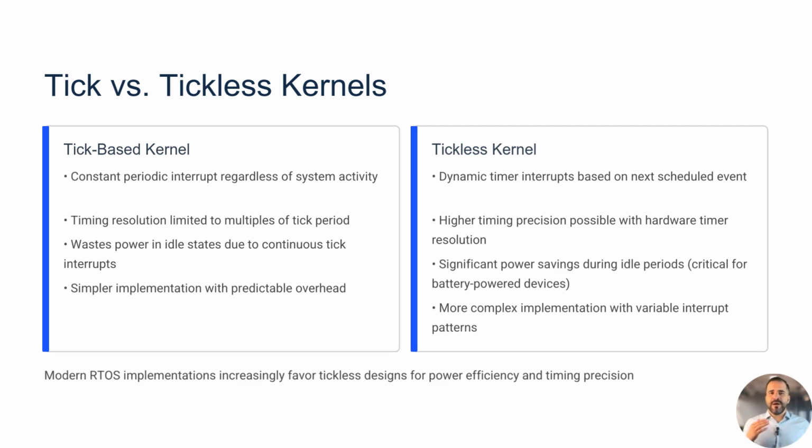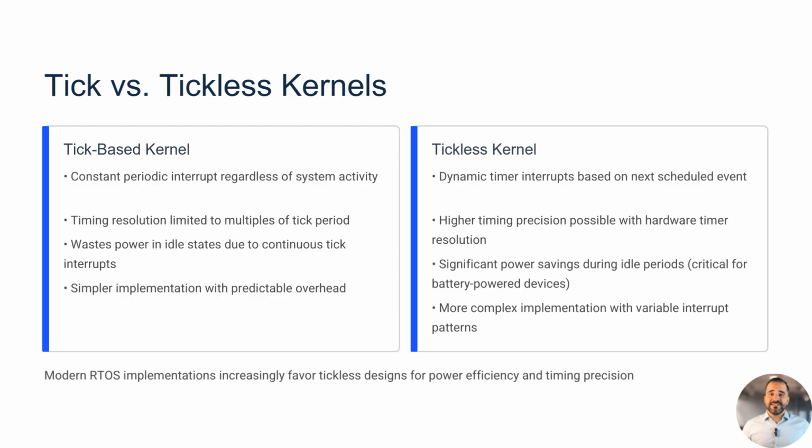Tickless kernels, by contrast, dynamically program hardware timers to interrupt only when needed, such as at timeouts or deadlines. This method boosts power efficiency and improves timing accuracy, especially during long idle periods. Timer resolution becomes finer, and systems can enter deep sleep without unnecessary wake-ups.